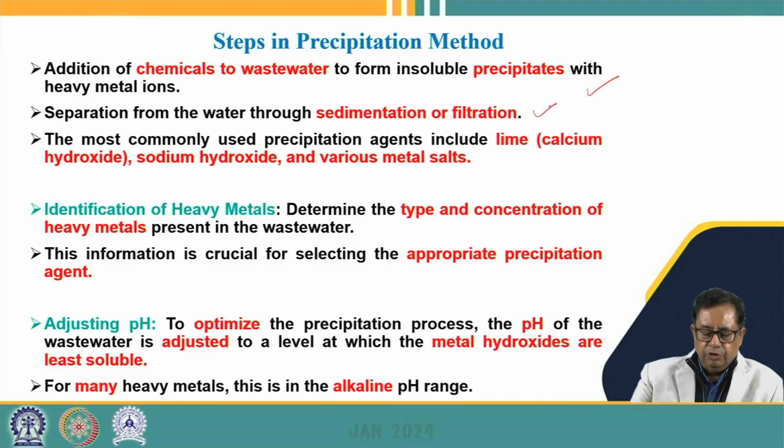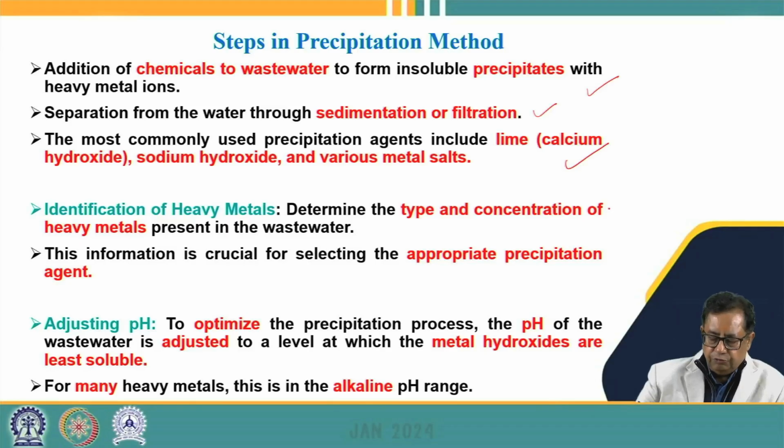Then we can go for the sedimentation or filtration process so that we can separate out the sludge from the wastewater. And here we can use salts, for example, we can use lime, calcium hydroxide, we can use sodium hydroxide, and we can also use other metal salts when we want to remove the metal in the form of carbonates or in the form of sulfides.